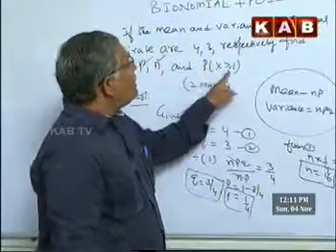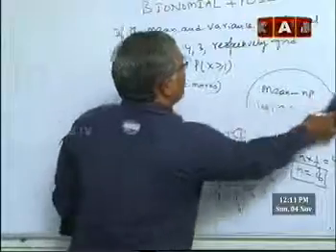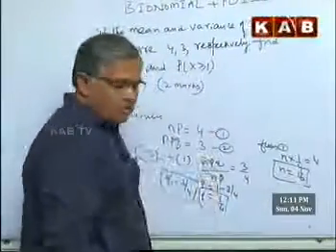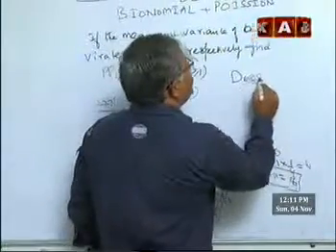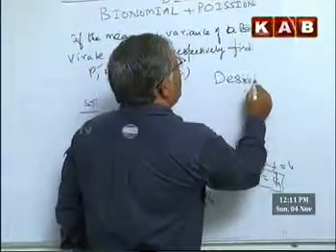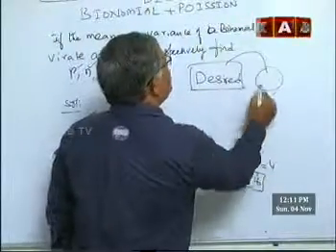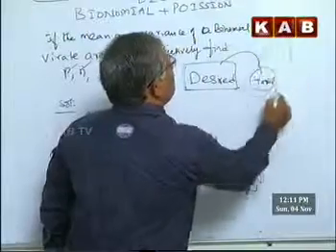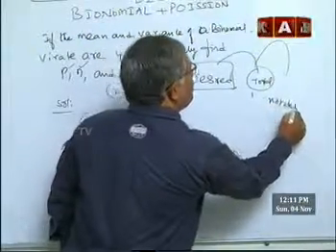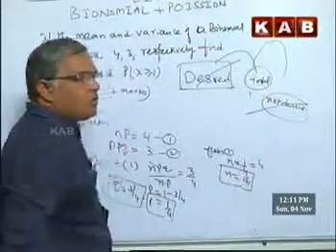Now what is left over? Probability of x greater than or equal to 1. Now recollect, we were doing the desired event along with the rest, not desired, and total. Desired plus not desired will give you total events.